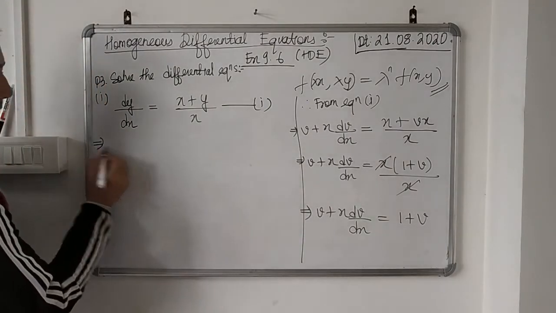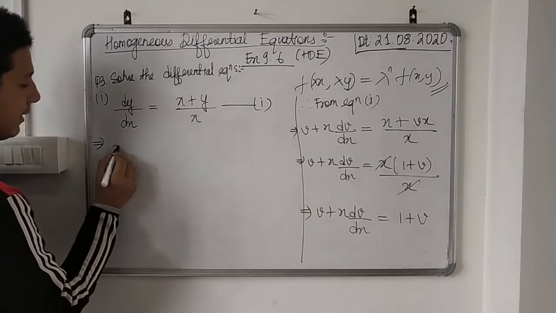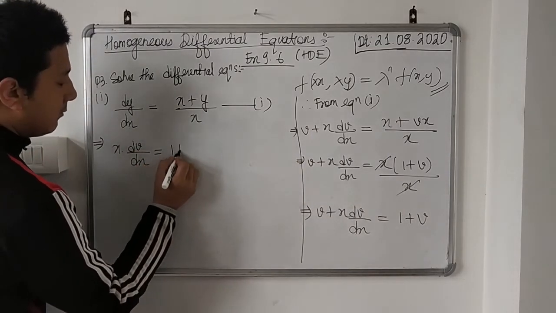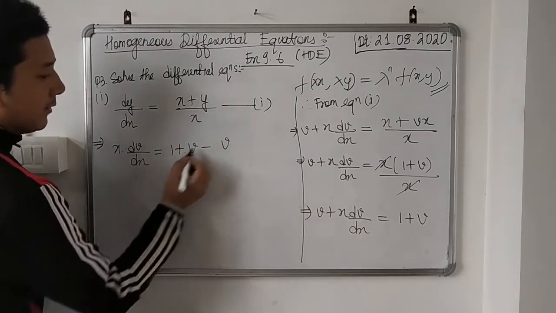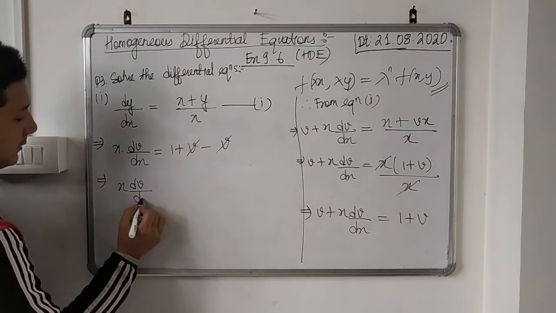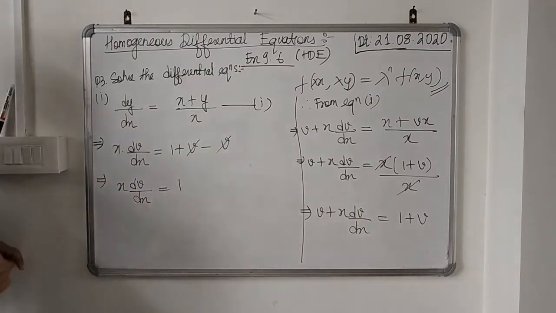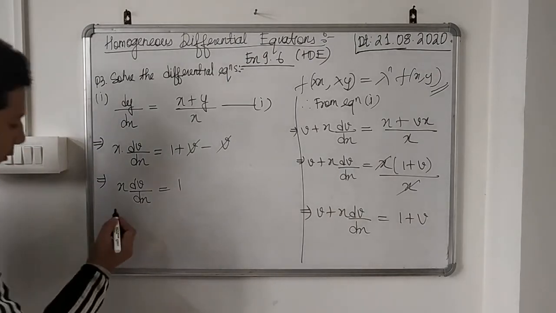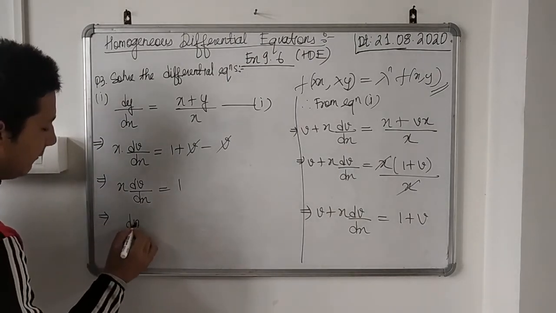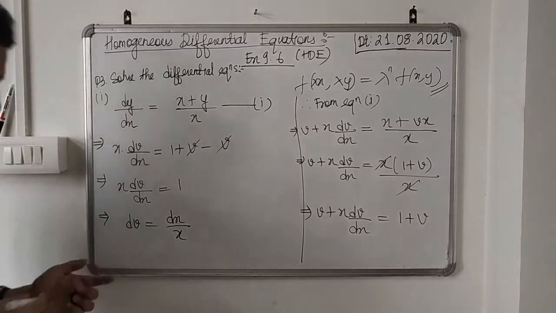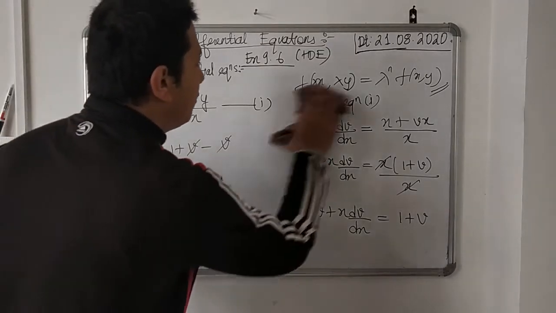So this implies I'll take v to the right hand side, so x dv by dx is equals to 1 plus v minus v. V and v get cancelled out, so x dv by dx is equals to 1. Now what to do? The same old thing that we have learned in separation of variables, so cross multiplication. So dv will be equals to dx by x. Okay, now it has been separated, so now what can we do?